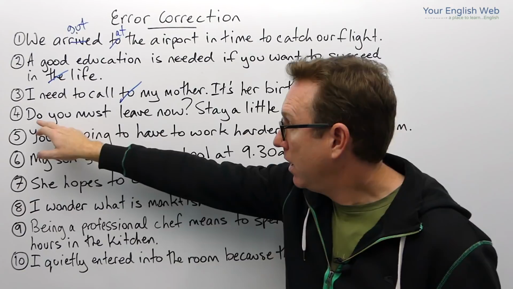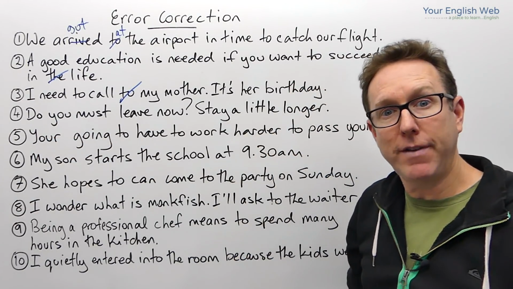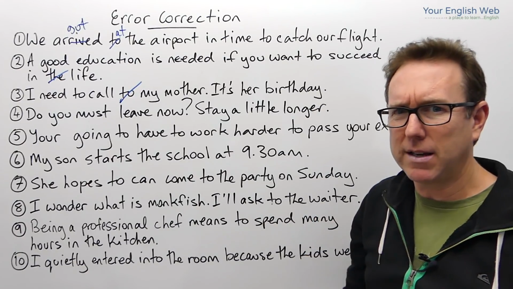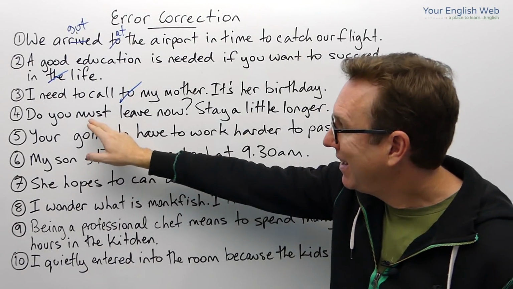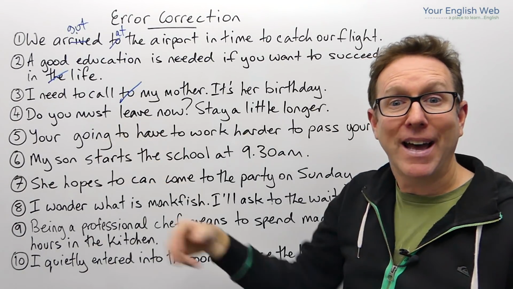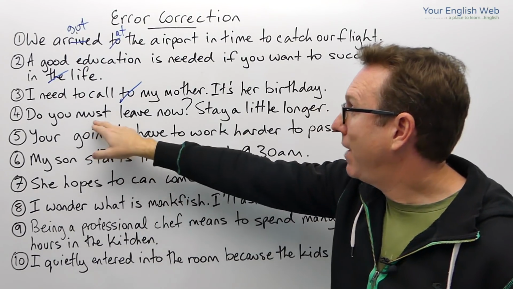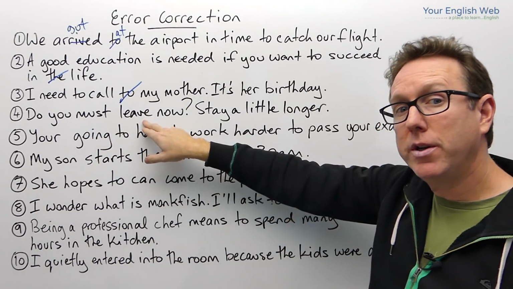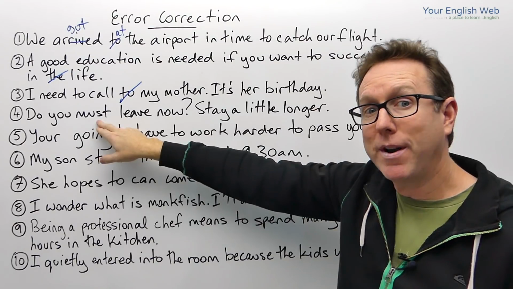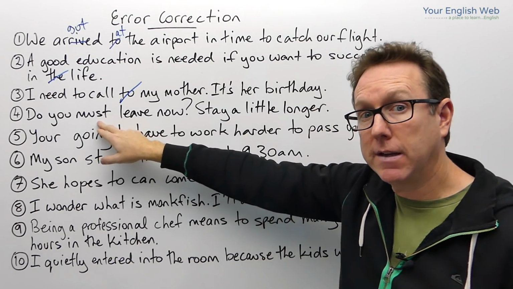So number 4, do you must leave now? Stay a little longer. Do you must leave now? Now that doesn't look correct, does it, that sentence? So what can we do to make it a correct sentence? Well, again, we have two possible options. Do you must leave now? Now we could get rid of must and put have to, okay? Do you have to leave now?